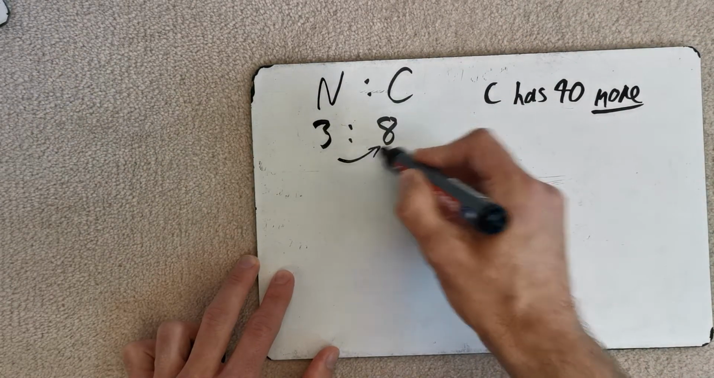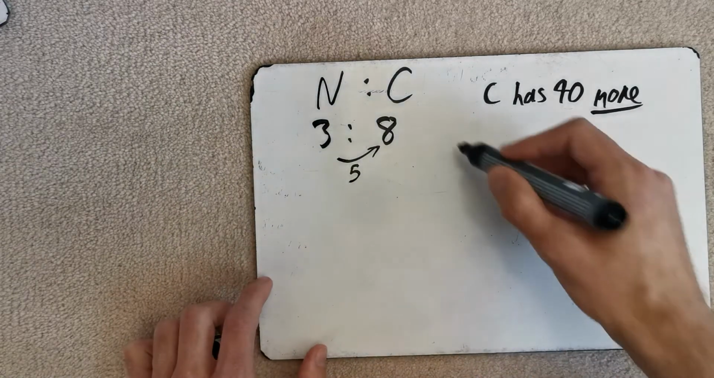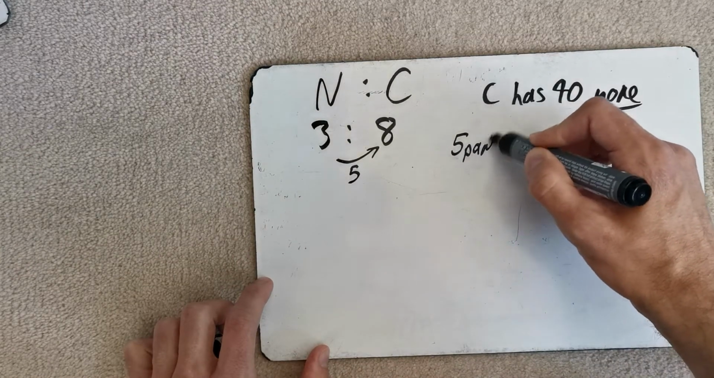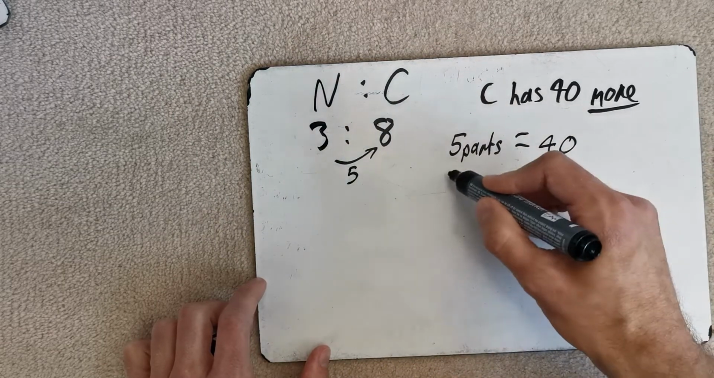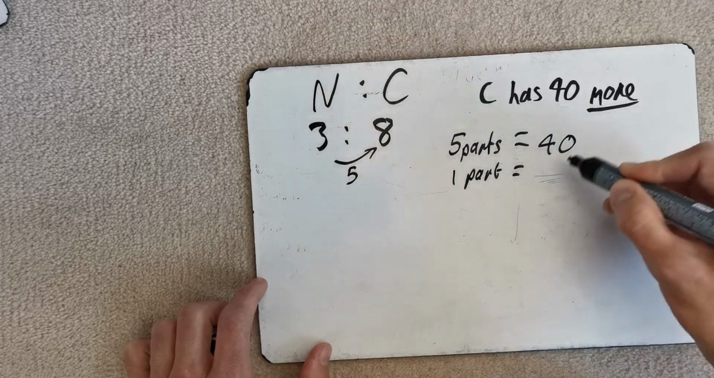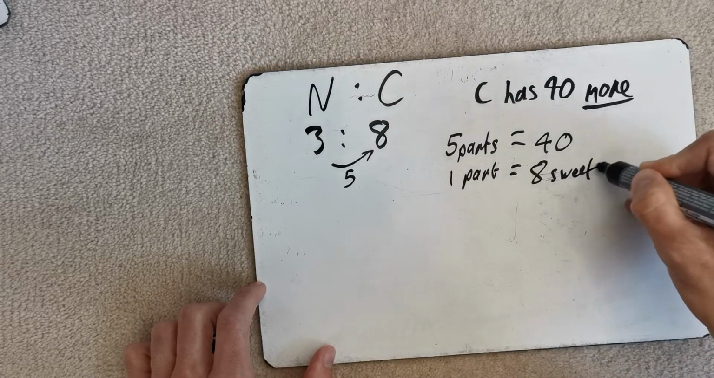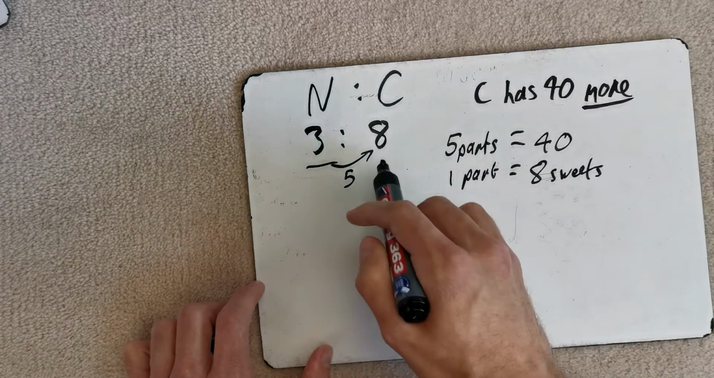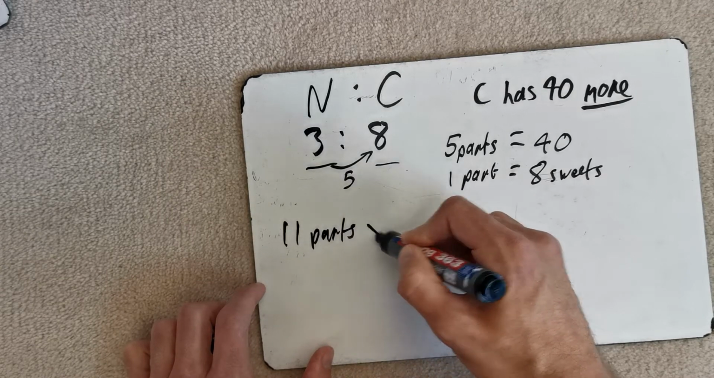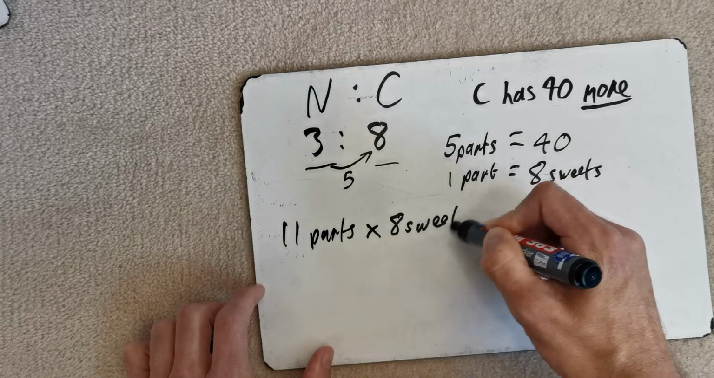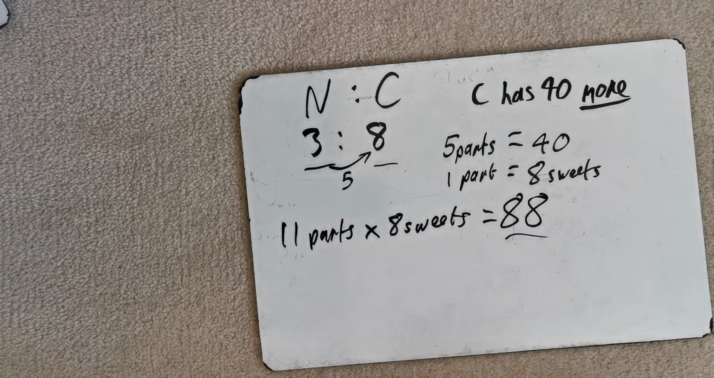Okay, so how many more parts does Chris have in the ratio? He has 5 more parts of the ratio, and 5 more parts is 40 more sweets. So that means 1 part of the ratio is 40 divided by 5, which is 8 sweets. Okay. How many parts have we got in the ratio altogether? 3 add 8 is 11 parts. Times by 8 sweets, we're going to get 88 altogether. That's the final answer. Okay.